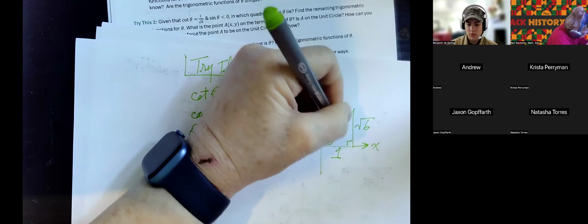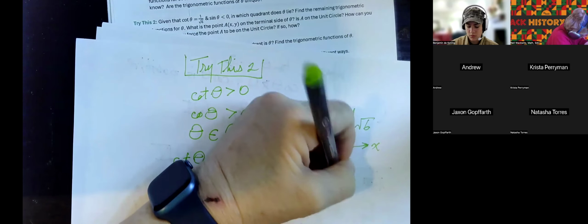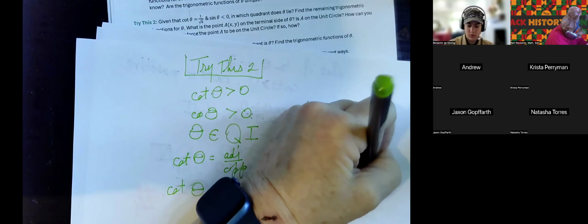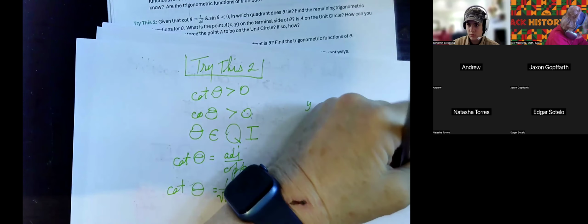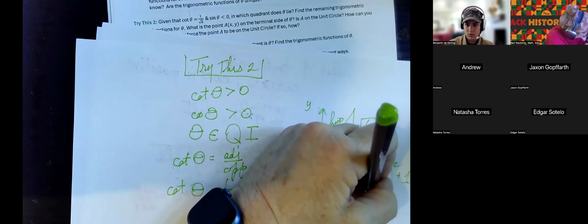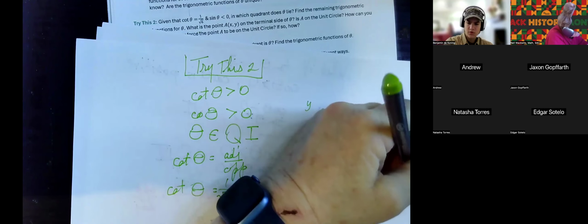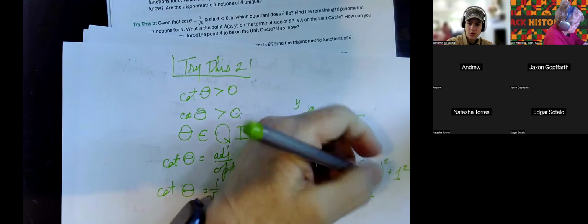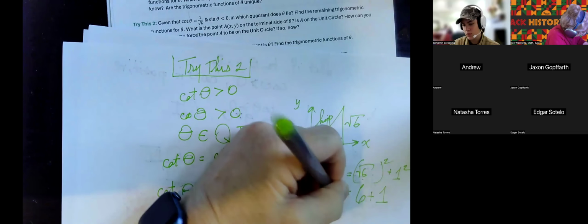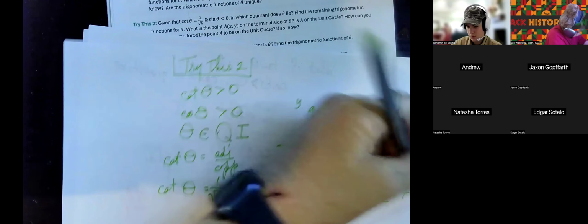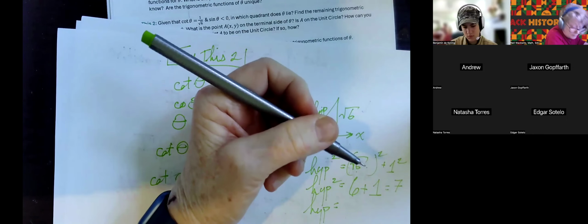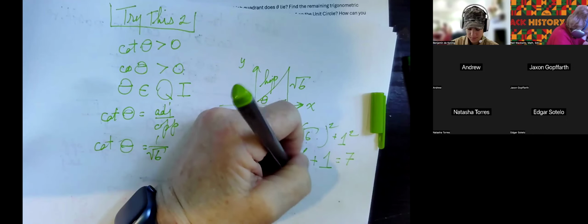And let's just find the hypotenuse very quickly. We know that the hypotenuse squared is equal to square root of 6 squared plus 1 squared. Square root of 6 squared? Yes, 6. And then 1 squared is just 1. So the hypotenuse squared is 7. That means that the hypotenuse will be square root of 7. Good.